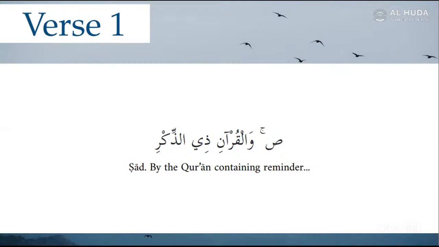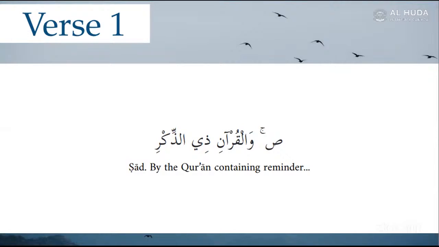Now, this particular surah is the first surah that we're studying which has just one letter from the huruf muqatta'at. Okay? There are other surahs as well, like Surah Qaf, right? And also Surah Noon. Which surah is that? Yes, Surah Al-Qalam. So here we find Saad, this particular letter from the huruf muqatta'at beginning this surah. And right after it, what is mentioned? The Qur'an. Wal Qur'ani dhi dhikr, by the Qur'an containing reminder.